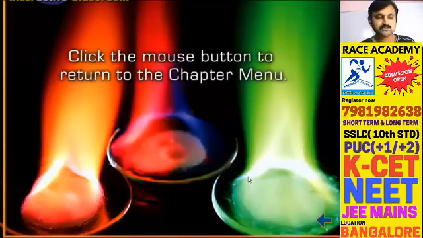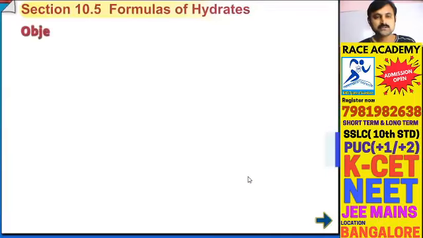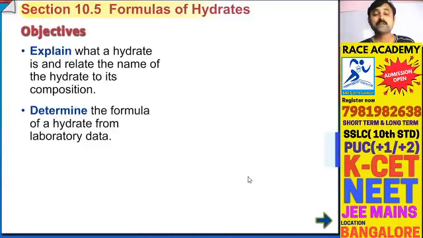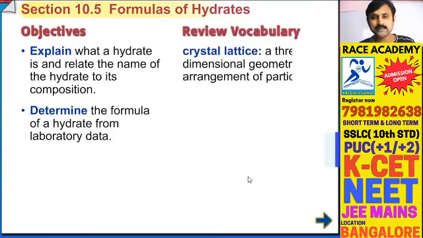Next session, we will see the formula of hydrates. The objectives of this session are explaining what a hydrate is and relating the name of a hydrate to its composition, and determining the formula of a hydrate from laboratory data and crystal lattice information, the three-dimensional geometric arrangement of particles.